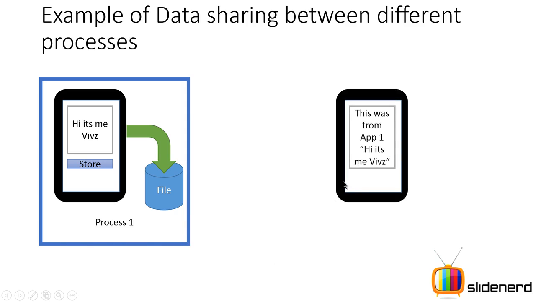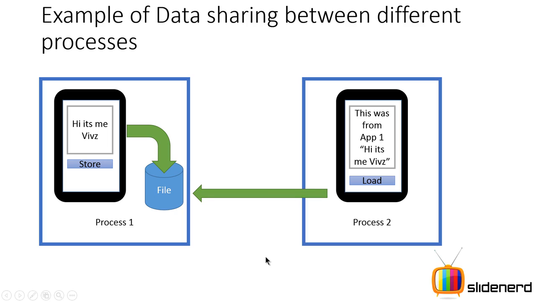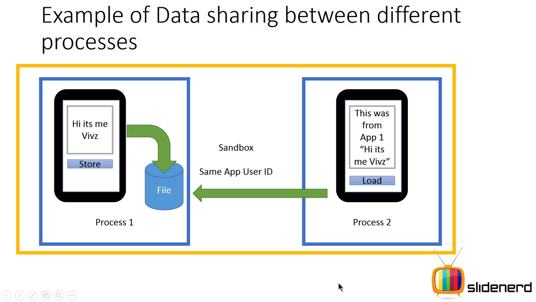Now what you have here is app 2. Here that data is the same data from app 1, "Hi, it's me, Vivs." You click load over here, and it's going to load the data from the file that belongs to app 1. This runs inside a separate process, which is process 2. The way that this can happen is by having a common app user ID, which is the sandbox that we have been talking about so far. Remember, the word sandbox collectively means the app user ID, the process and the file system combined together.